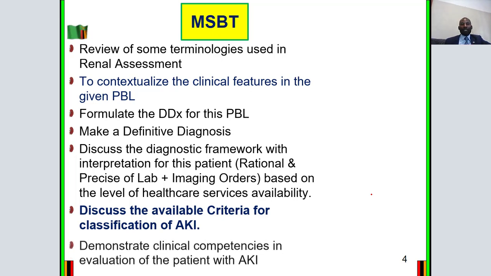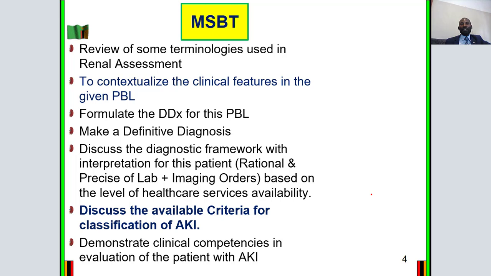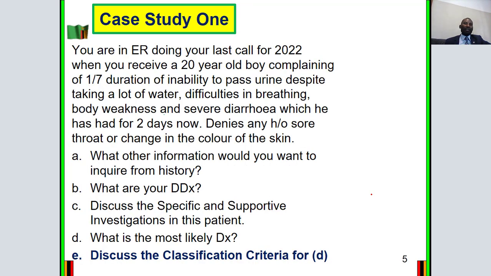At the end of this lecture, you have to demonstrate clinical competence in the way you evaluate patients presenting with acute kidney injury. That is very, very important. Let's begin now with the problem.